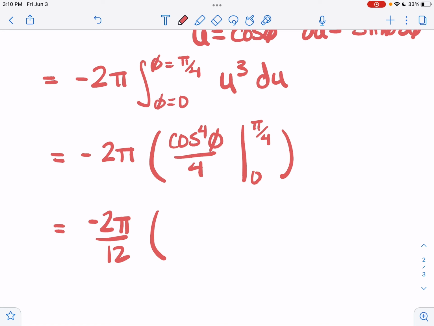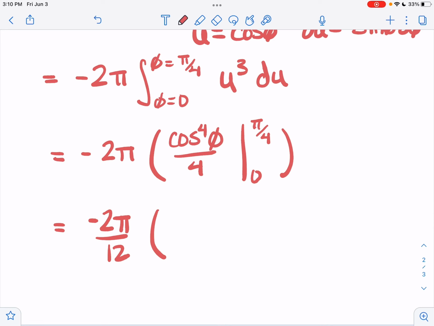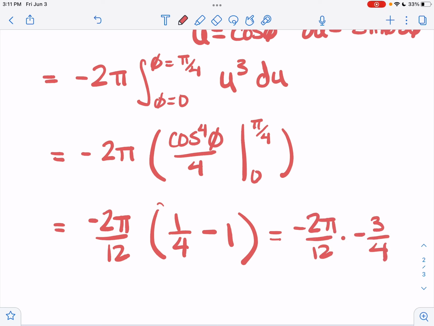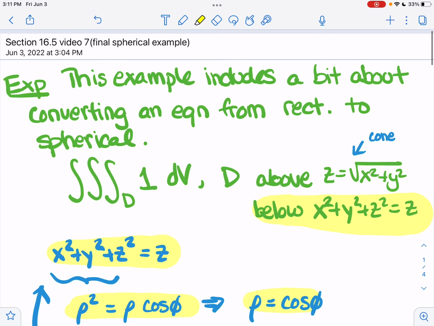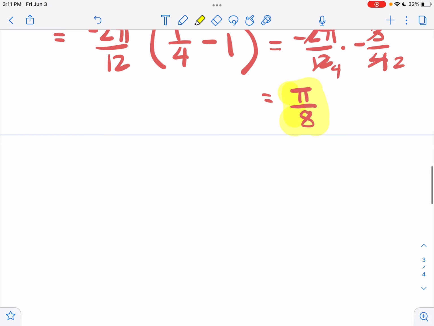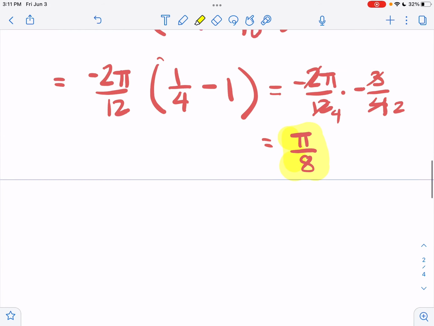Cosine of pi fourths is 1 over the square root of 2. If we square that, we get 1/2. We square that again, we get 1/4. So 1/4 minus the cosine of 0 is 1. So that's a negative 3/4. Minus 2 pi twelfths times minus 3/4. 2's cancel. 3's cancel. It looks like we have pi and negatives cancel, so we have pi over 8. Makes sense to get a positive answer because this is a volume. We were integrating 1 and everything was above the xy plane, so it makes sense to get a positive answer. That's nice. The answer is pi eighths.